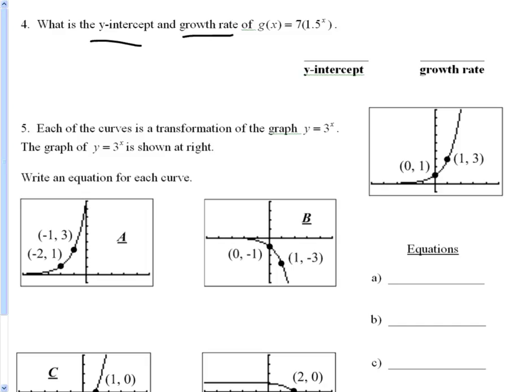Okay, what is the y-intercept and the growth rate of this? So the growth rate, we just talked about that a lot. The growth rate's right in there. What is the growth rate on this one? 50%, okay? Because it's written as 1 plus 0.5, so 50% growth.